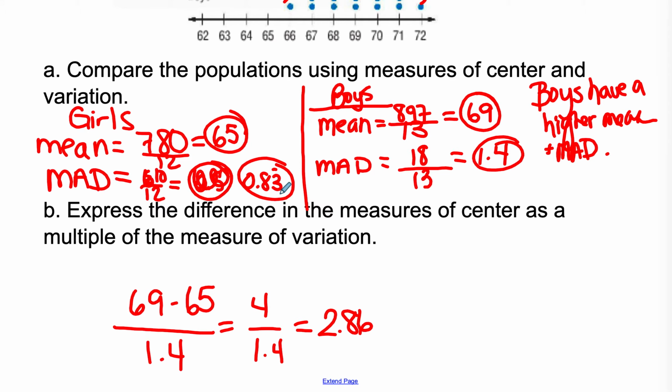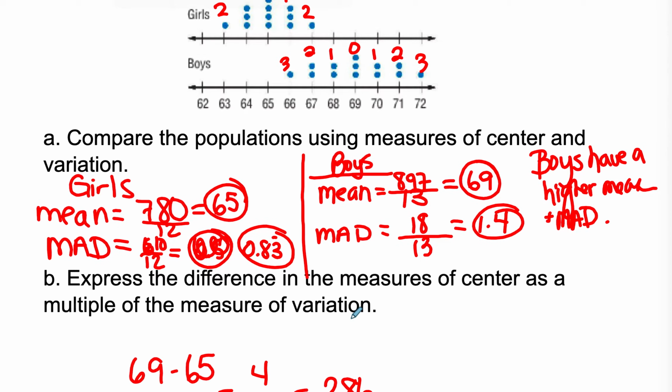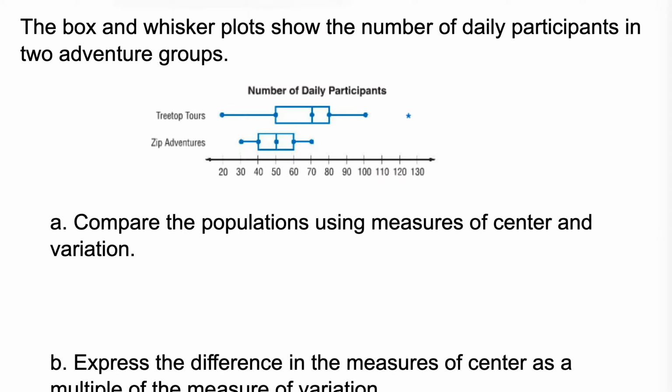Again, that tells us how much overlap. 2.86 is a little bit bigger than some of the other ones we've seen in the past, and that's because these graphs don't overlap very much. Let's go ahead and take a look at our next problem.